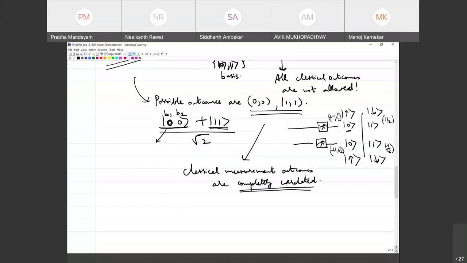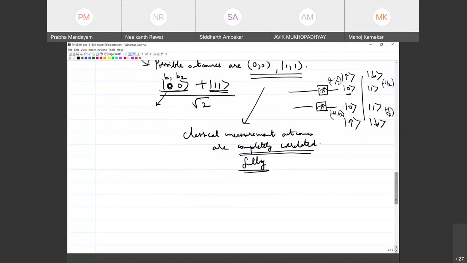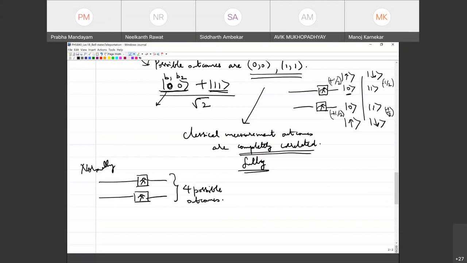So we also say that they are fully correlated, okay? Now, what are the probabilities with which these measurements occur? Typically, if I take a 2-qubit register and I do this pair of measurements in the 0-1 basis, there are normally 4 possible outcomes, right, because I'm measuring 2 qubits, and each qubit can be 0 or 1. So there are 4 possible outcomes, which are the 4 possible classical bit strings: 0, 0, 0, 1, 1, 0, and 1, 1.